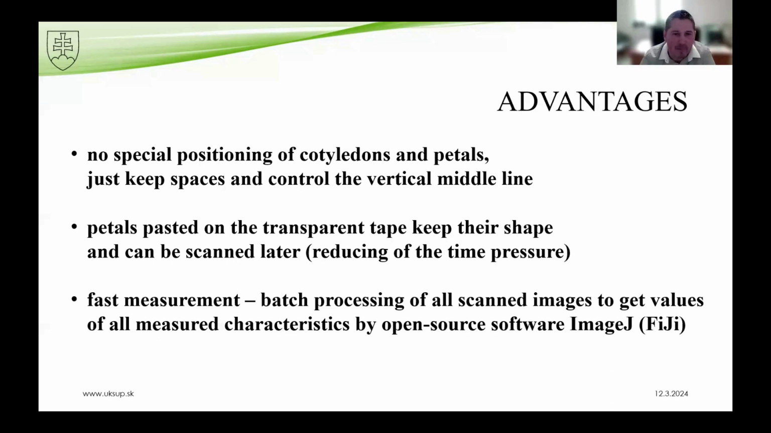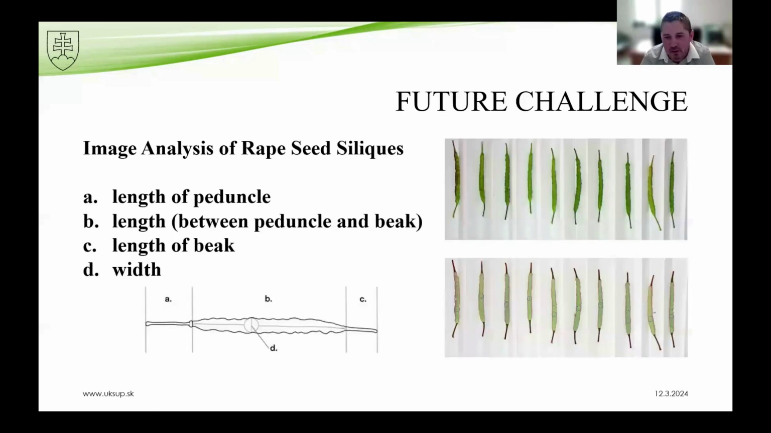Next slide. Thank you. Our future challenge is to use image analysis also for measurement of rapeseed siliques. Now we have these four characteristics as a length of peduncle, length between peduncle and beak, length of beak and width. We measure it manually by hands, but for the future, we have developed macro for image analysis. And for this season, we will start to test the measurements of these siliques by the image analysis.